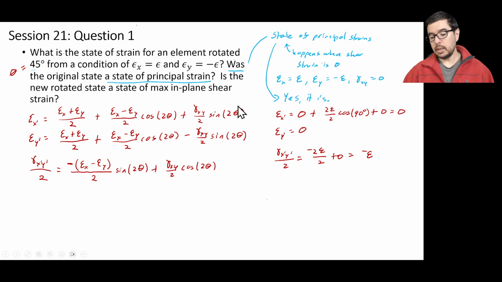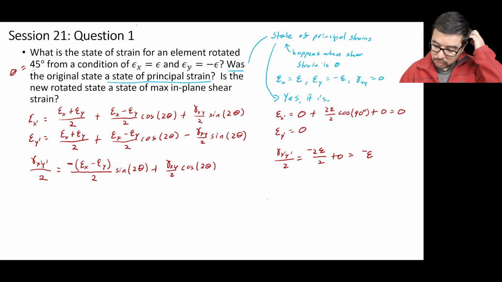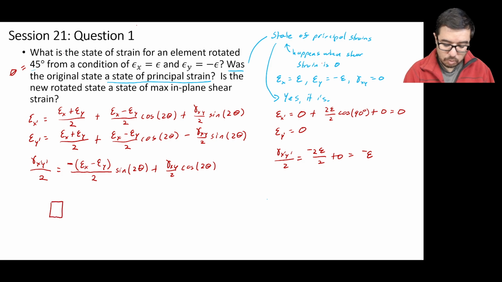What does this state of strain really look like on an element? Well, initially, let's say this is the x direction, and this is the y direction. So you had an element that essentially was getting elongated in the x and compressed in the y direction because it's negative here. So that's a rough outline of what the strain state looks like.